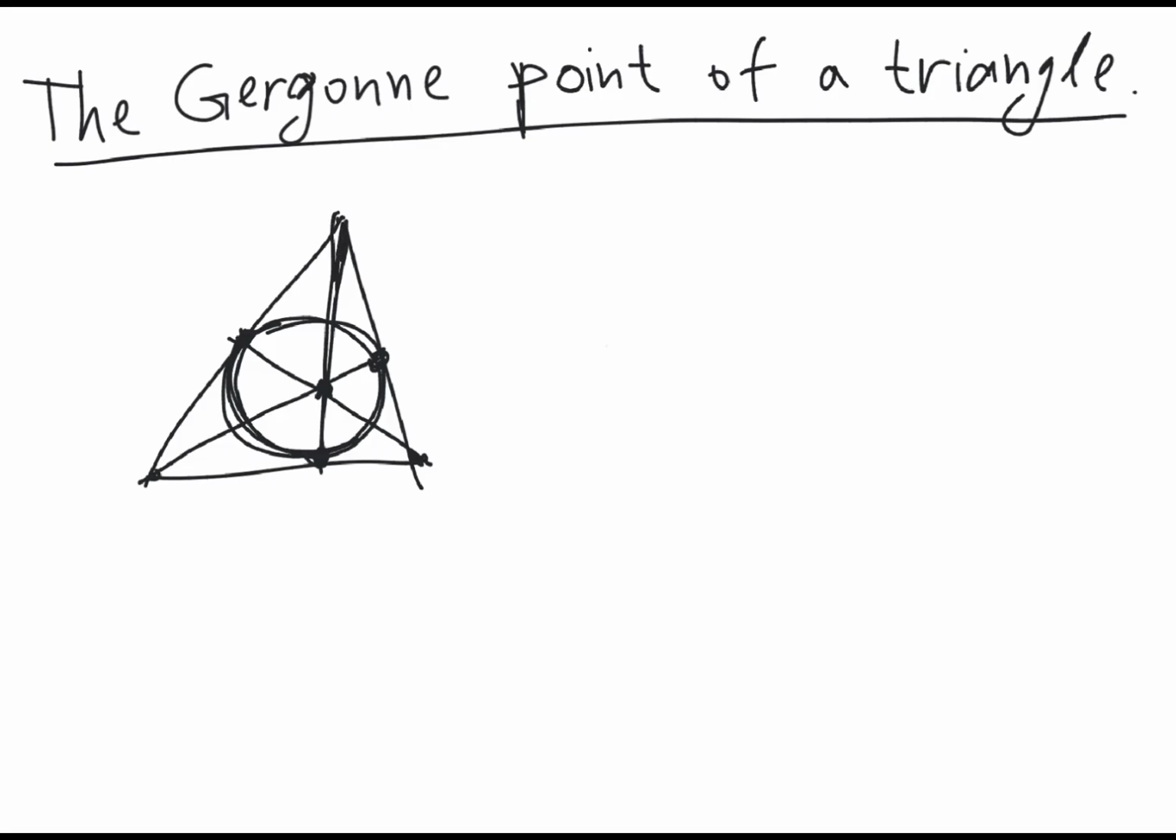triangle. So let's denote, so this is the triangle ABC, and we have the tangency points, denote them as TA, TB, and TC.